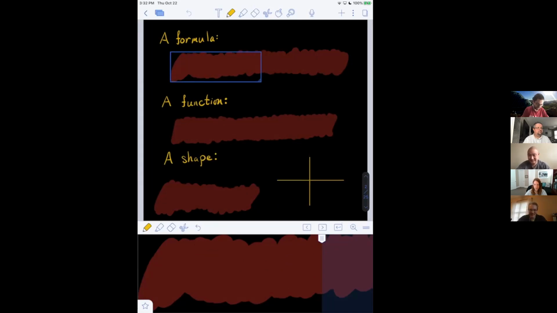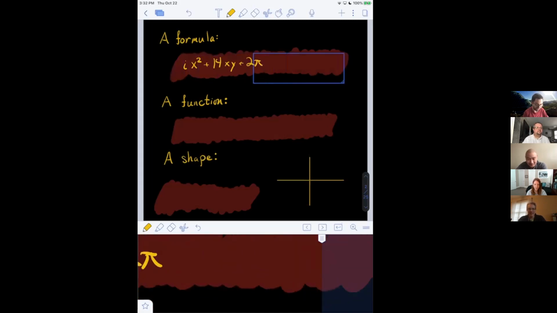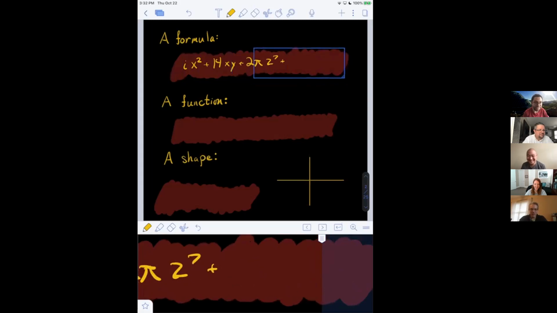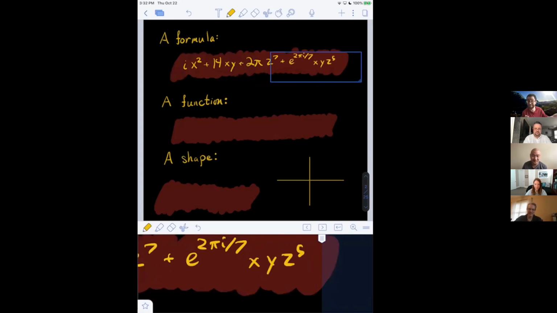So i is a constant, great. Let's make our polynomial i times x squared plus 14xy plus, is tau 2 pi? Sorry, I can't bring myself to write tau, times z to the 7th plus e to the 2 pi i over 7 times xyz to the 5th. Okay, so that's an example of a formula.